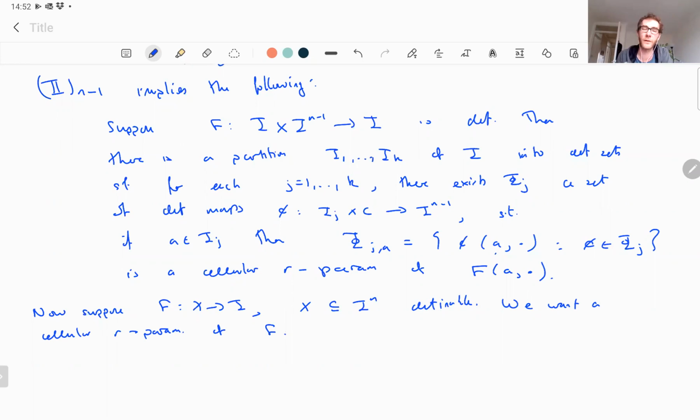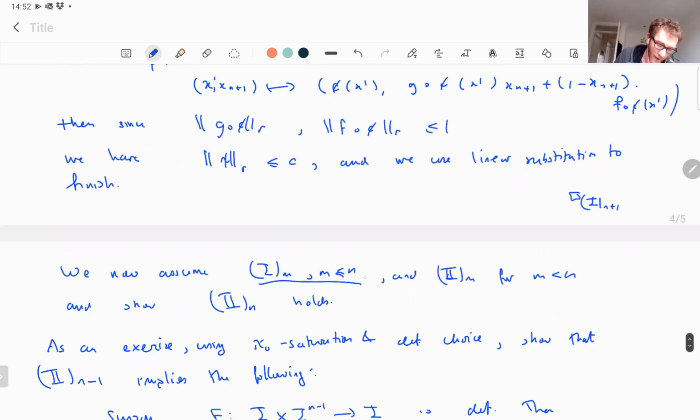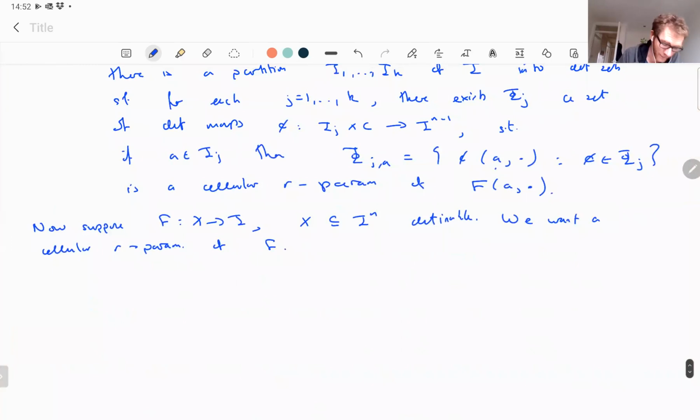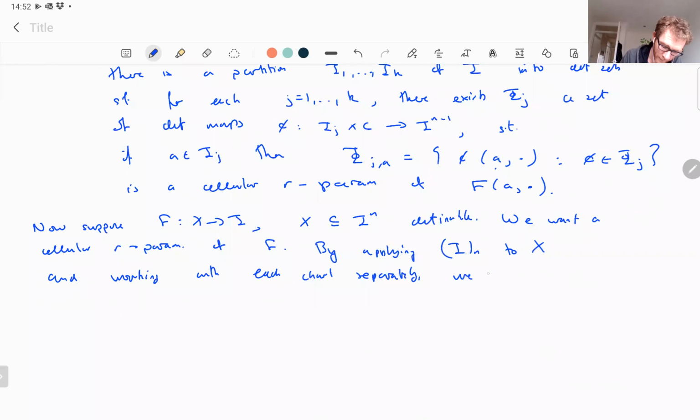So the first reduction is just to show that we can take x to be all of I^n. So how can I do that? Well, I'm assuming that I can reparametrize sets in I^n. So I can parametrize x, right? By applying the parameterization theorem to x, and working with each chart separately, we can assume that x is a basic cell.